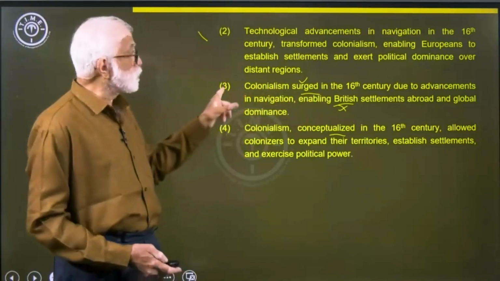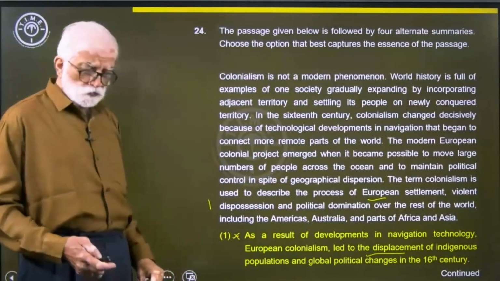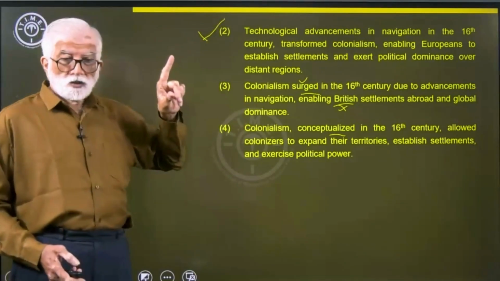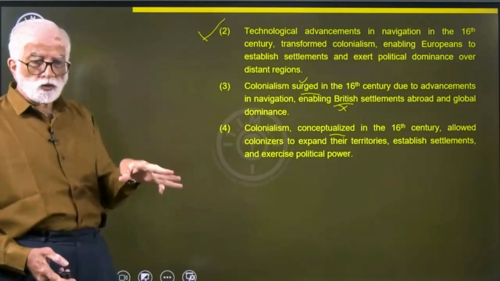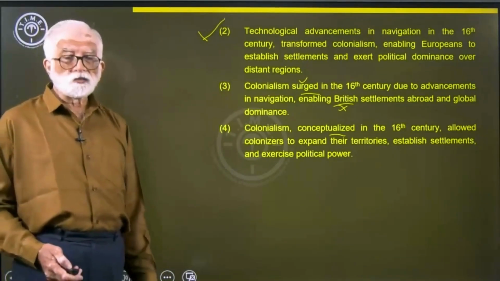So for conceptualized here, we are not looking at 4. For British here, we are not looking at 3. For displacement here, we are not looking at 1. And so the answer, which is clear, is 2. Technological advancements transform colonialism, enabling Europeans to establish colonies. So 2 then is the essence of this piece.